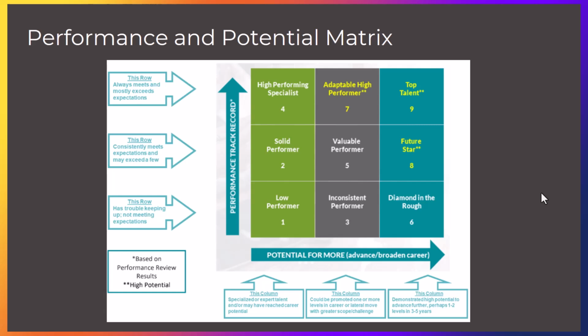So the 1 asterisk and then the 2 asterisks is high potential. And then on the bottom there, the columns: the first column is specialized or expert talent and may have reached career potential. The middle column could be promoted 1 or more levels in career or lateral move with greater scope or challenge. And then the right column, the blue column, demonstrates high potential to advance further, perhaps 1 to 2 levels in 3 to 5 years.